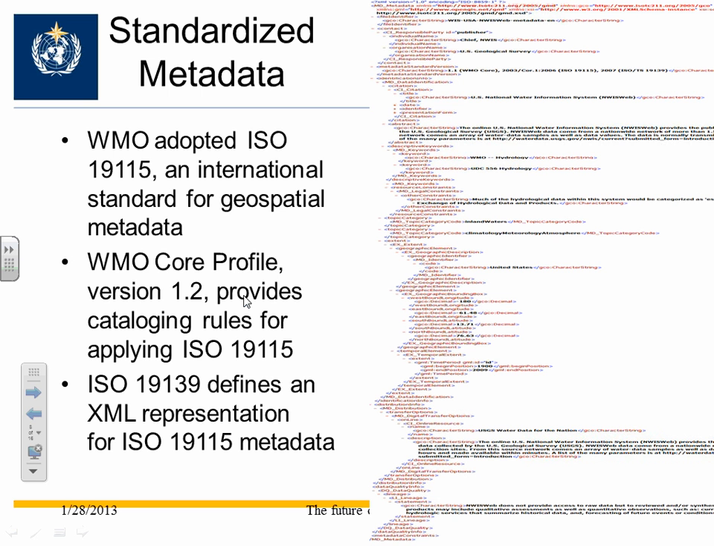Back to the core profile. The core profile of WMO tells us which elements are useful in our community. That is, for example, where the quality information should go, where the GTS file name or GTS header should go, how the GTS priority should be encoded. All this we find in the core profile.